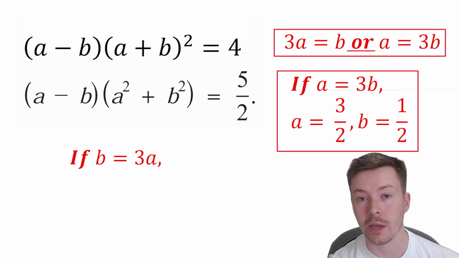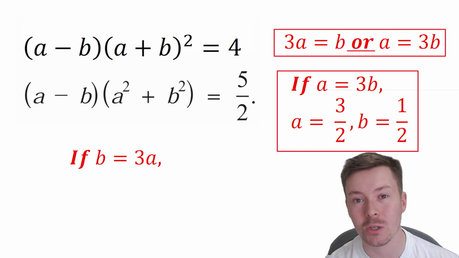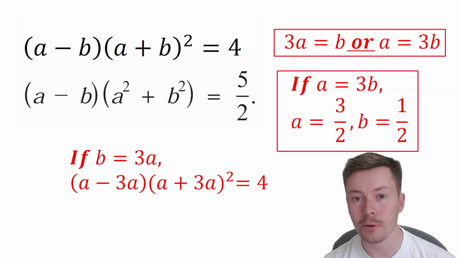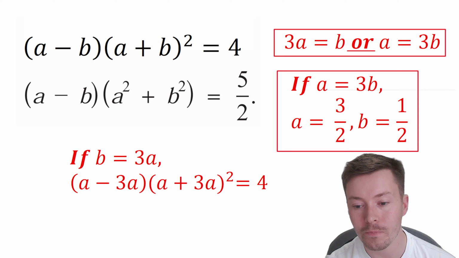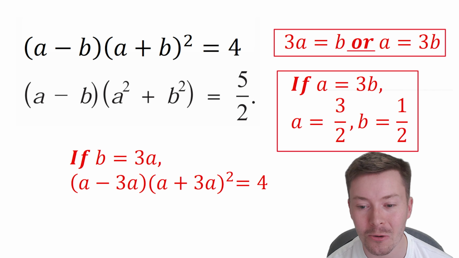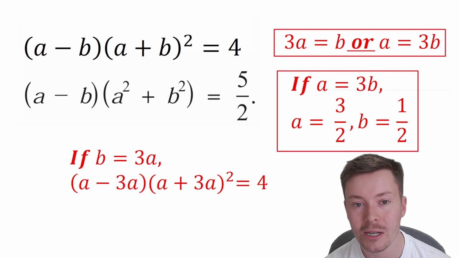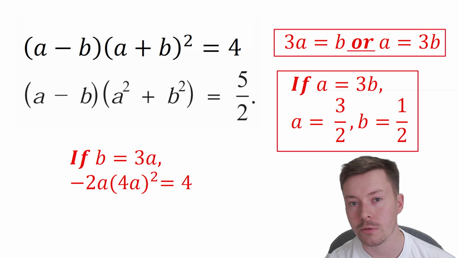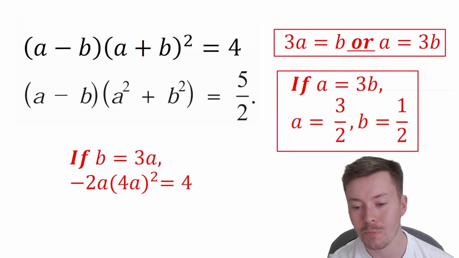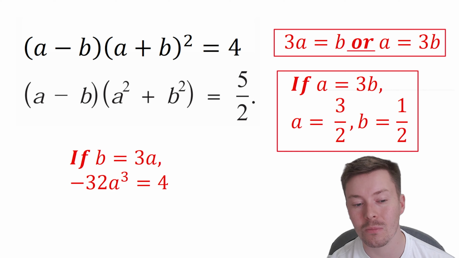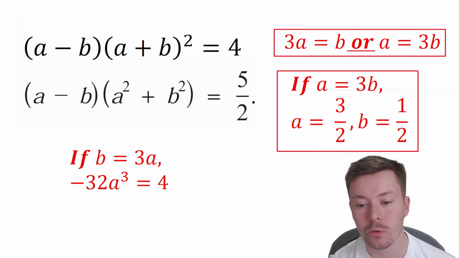So if b is equal to 3a, again, I'm going to substitute this into my first equation. I'm going to get a minus 3a times a plus 3a all squared is equal to 4. And it's going to end up, because of the symmetry, which you may have noticed yourself, with a very similar simplification. So I'm going to get minus 2a times 4a all squared is equal to 4. I'm going to square the bracket again, so minus 2a times 16a squared is equal to 4. Fully simplifying it, giving me minus 32a cubed is equal to 4.